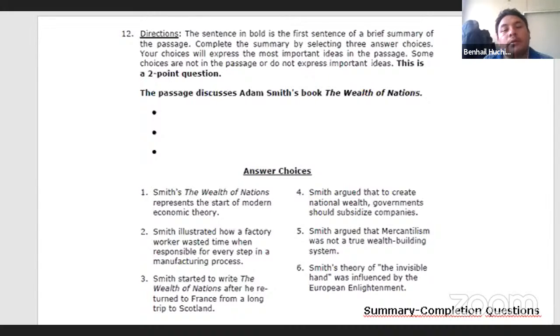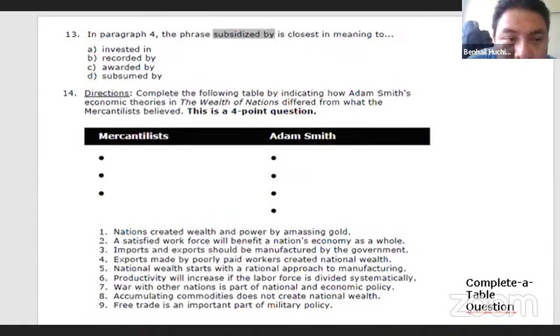And for the last, question 13, in paragraph 4, the phrase subsidized by is closest in meaning to: invested in, recorded by, awarded by, subsumed by, and you select the best option.